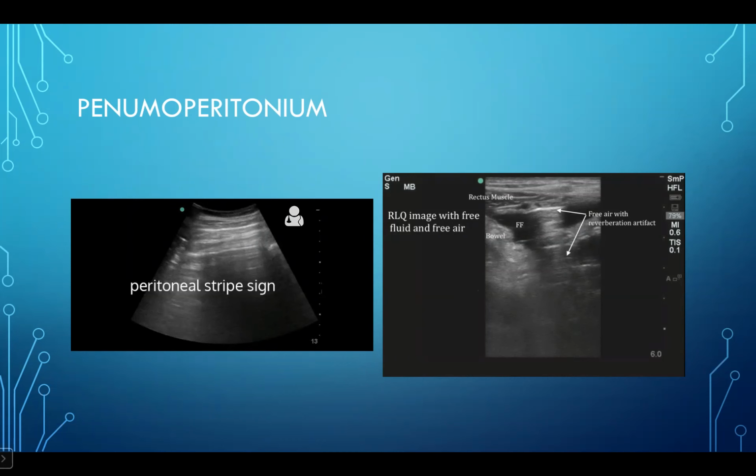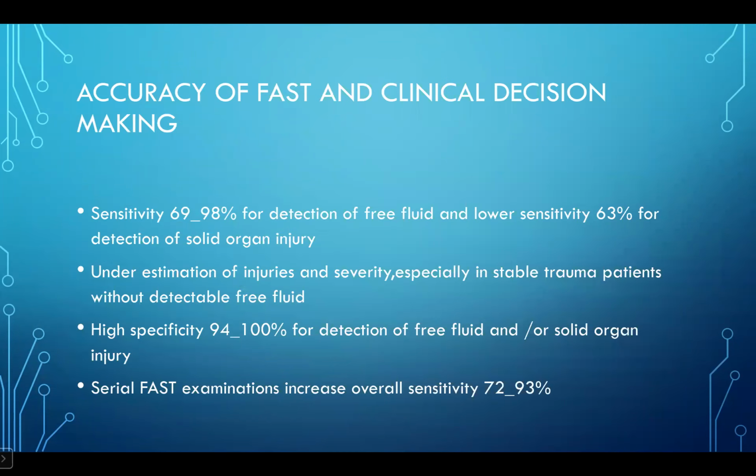Accuracy of FAST and clinical decision making. Sensitivity is 69 to 98% for detection of free fluid, and a lower sensitivity of 63% for detection of solid organ injury. There is underestimation of the injury and its severity, especially in stable trauma patients without detectable free fluid. Specificity is high, about 94 to 100%, for detection of free fluid and/or solid organ injury. Serial FAST examination increases overall sensitivity to 72 to 93%.